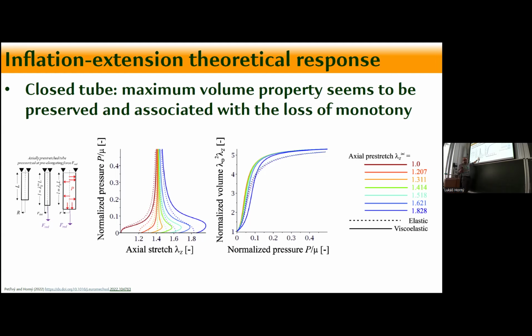This is a hypothesis. We do not have any proof for it, but numerical results suggest that the property of optimal volume is still preserved, but it moved from, in the elastic case, a clear separation at these values to a situation where there is some other assumed border between monotonous and non-monotonous behavior.